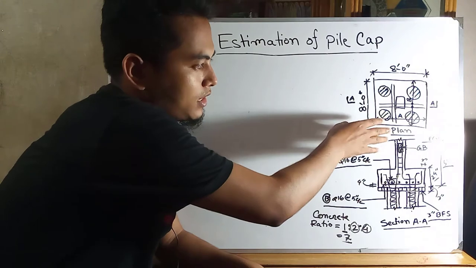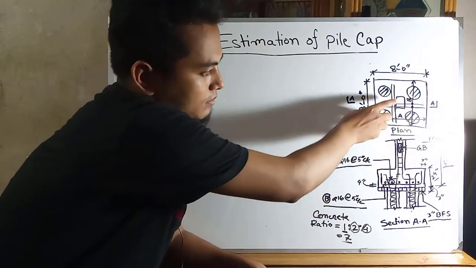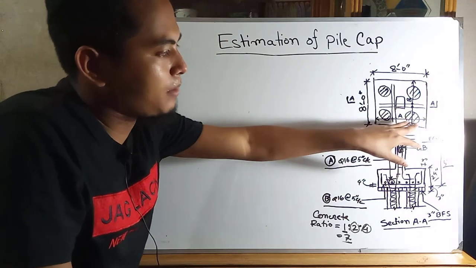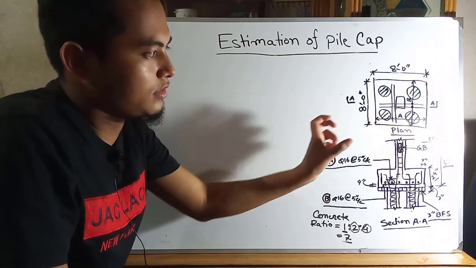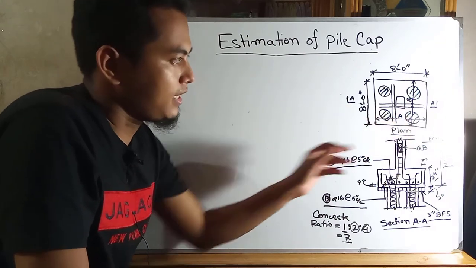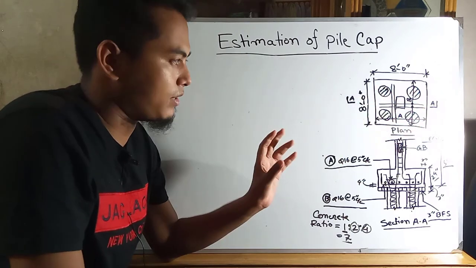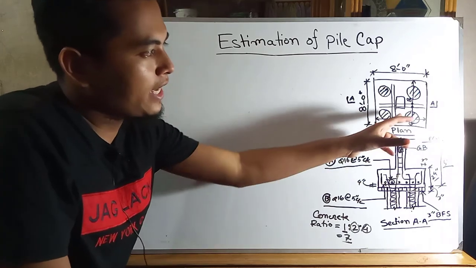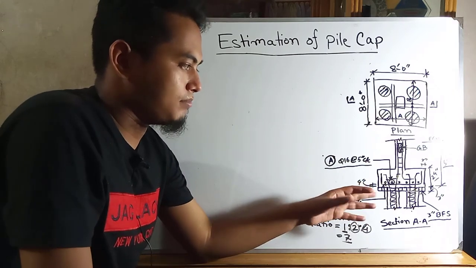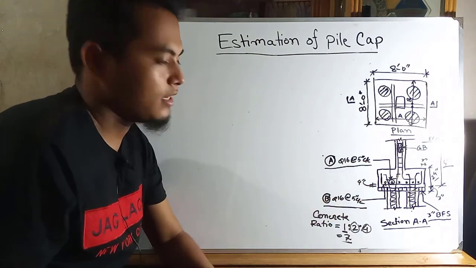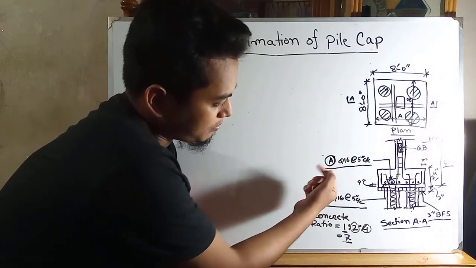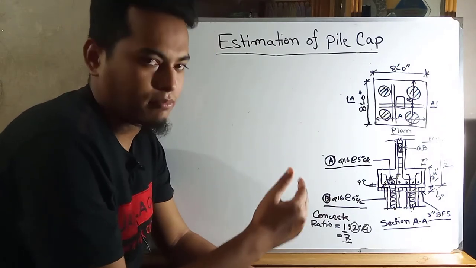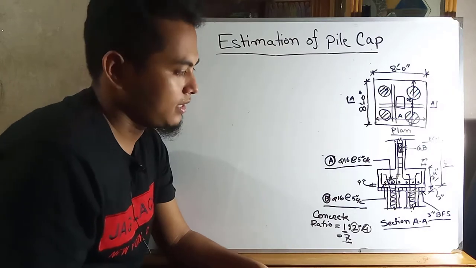In the plan we see the number of piles, the column position, and the bar numbers. This is bar number A, the mark of the main bar, and this is B, I mean the B number of rebar. A and B abbreviations we find in the cross section, section AA. Bar A is 16 mm dia at 5 inch center to center, I mean 5 inch gap.